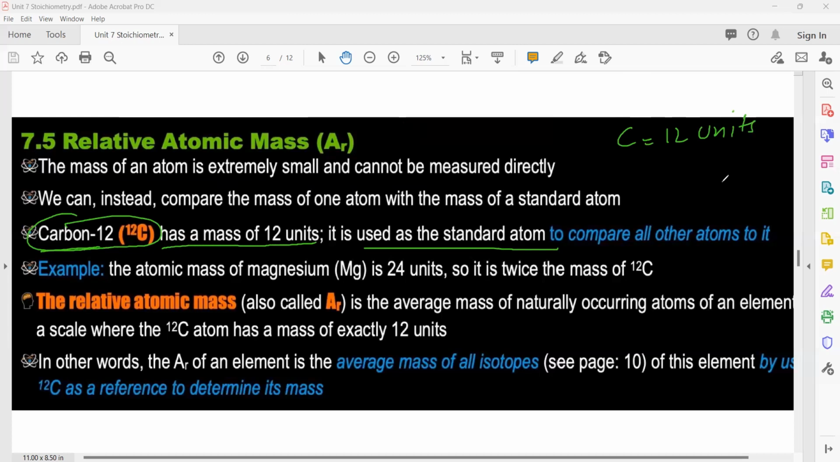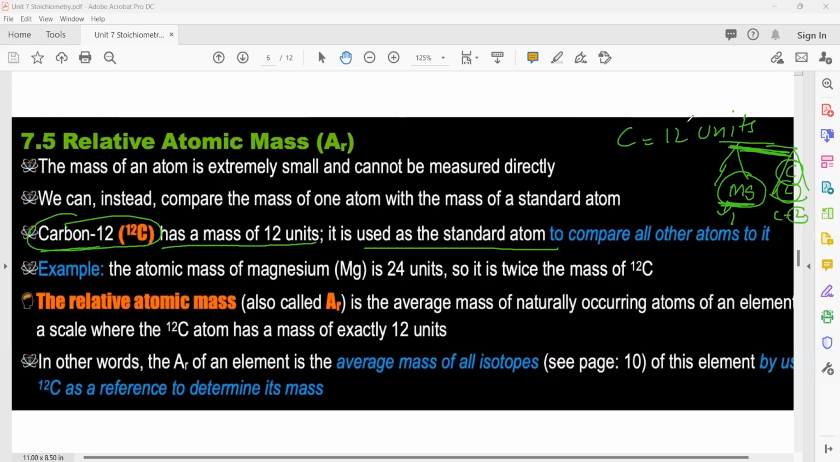If you want to find the mass of magnesium, again you will put magnesium on one side, and on the other side you will put carbon. When you put one carbon, magnesium is going down. Then you put another carbon, so now it has become balanced. So it means that the mass of one magnesium is equal to two carbons.